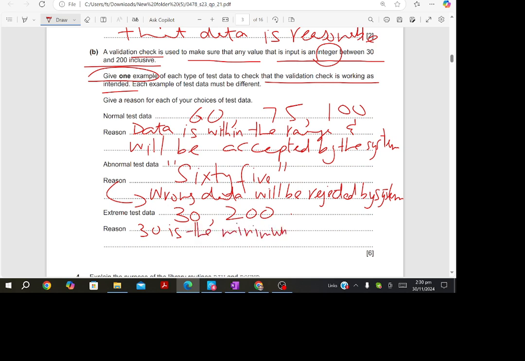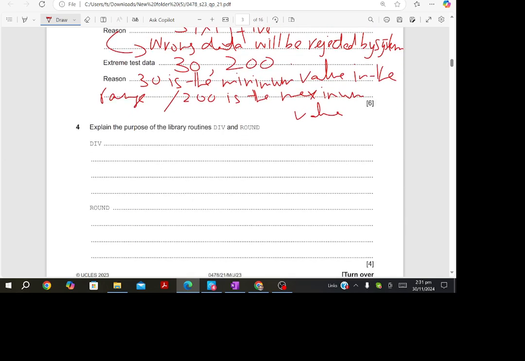30 is the minimum value in the range, and then you can say 200 is the max value which is accepted in the range, right? Maximum value, right? Moving on.